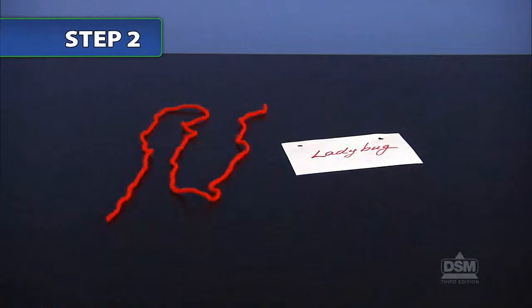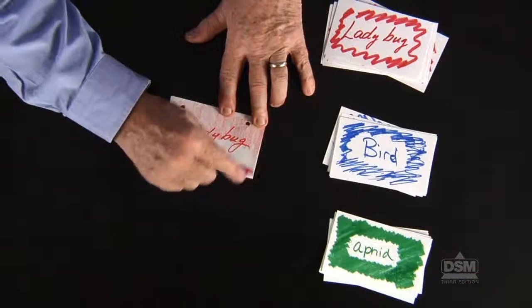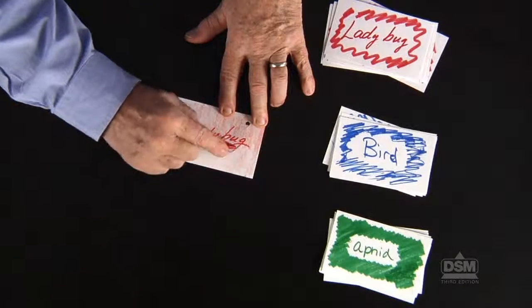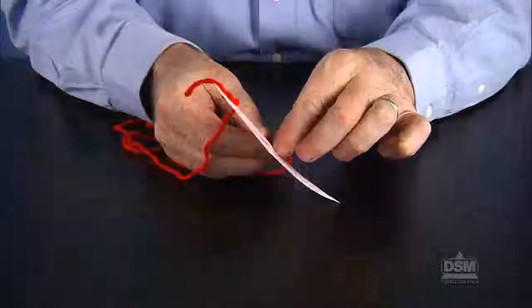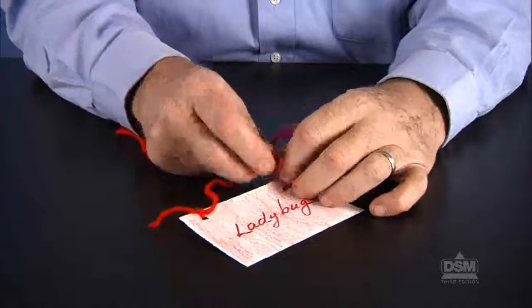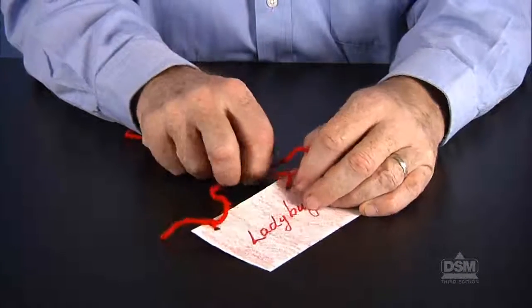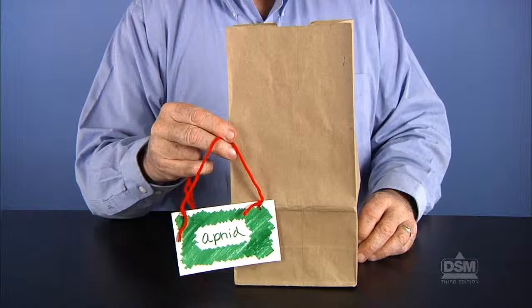Distribute an index card and a piece of yarn to each student. Pass out crayons and have students color the aphid cards green, the ladybug cards red, and the bird cards blue, so they can be distinguished from one another at a distance. Show students how to tie the yarn through the holes in the name tags and hang the cards around their necks to identify their roles during the game. The 18 students who are aphids will also receive a paper bag.